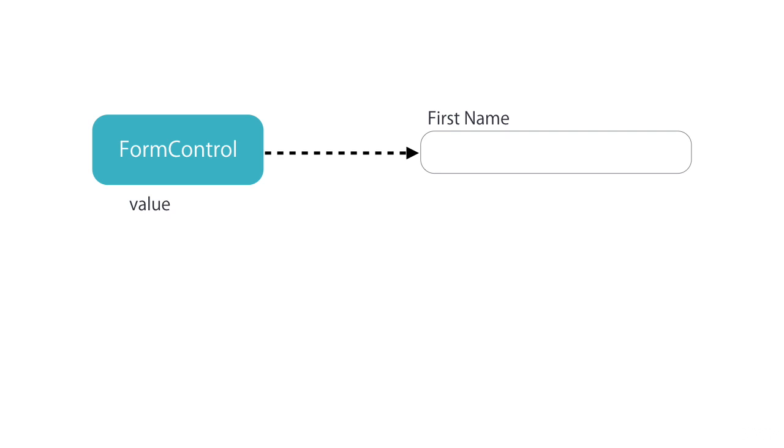We can see if the input field has been touched or untouched. We can see if it's dirty, which means its value is changed, or pristine, which means its value is not changed, whether it's valid or not, and if it's not, what are the validation errors. So for each input field in the form, we need a control object.